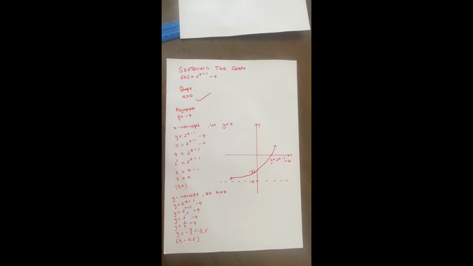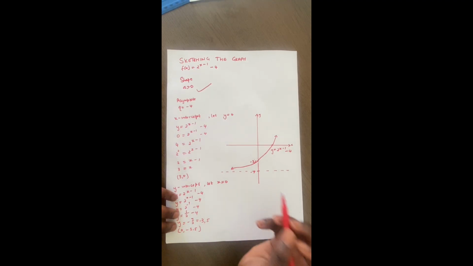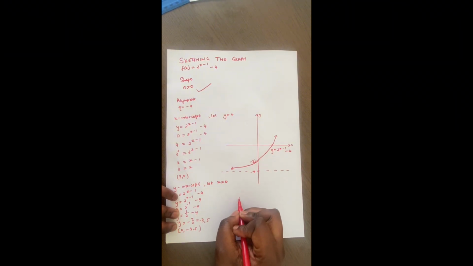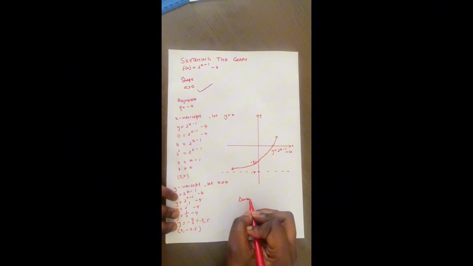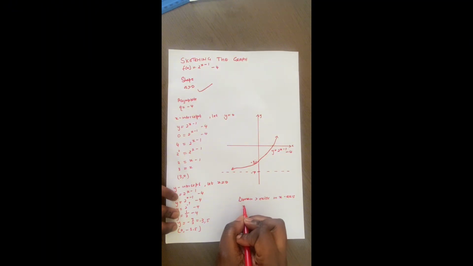Okay, so now we have to find what we call the domain and the range. Remember, a domain is where a graph exists on the x-axis. So the graph exists here. So where the graph exists on the x-axis, okay? The graph exists from here and upward. So you can say that x is an element of real numbers, okay?